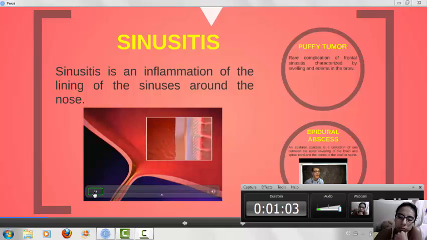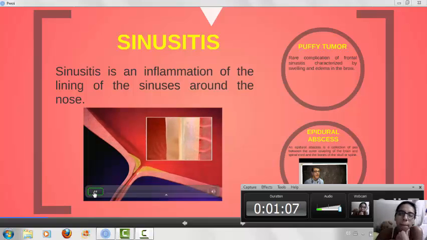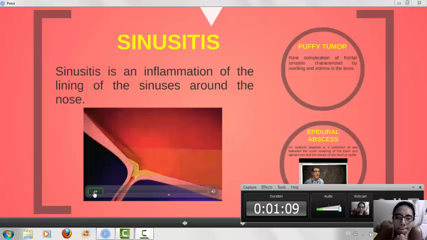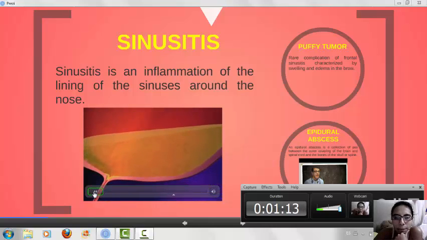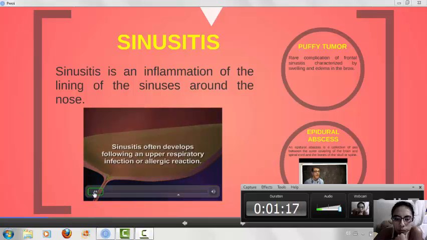If the cilia are unable to push the mucus through the ostium, mucus can collect in the sinuses, blocking the pathways and causing swelling and inflammation of the membranes lining the sinuses, a condition called sinusitis. Sinusitis often develops following an upper respiratory infection or allergic reaction.